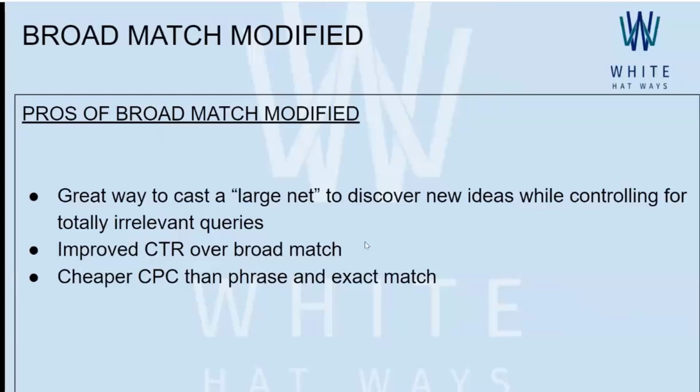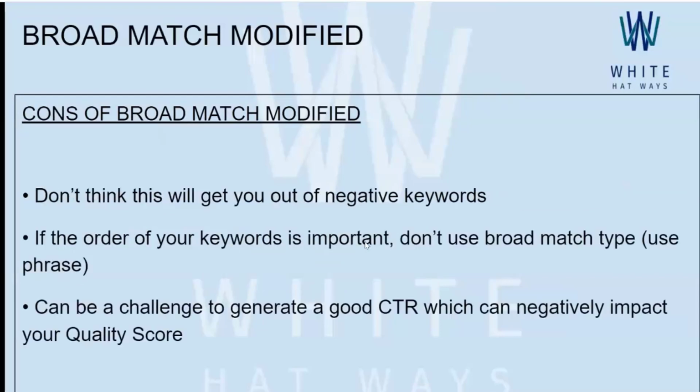This is why it will lead to an improved CTR and a cheaper CPC than the phrase and the exact match. Obviously, the cost per click would be cheaper than the more refined match types, which are phrase and exact matches. So let's move on to the next slide, which says cons of broad match modified.